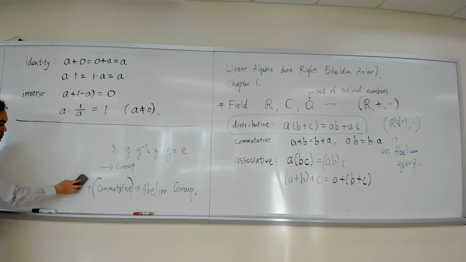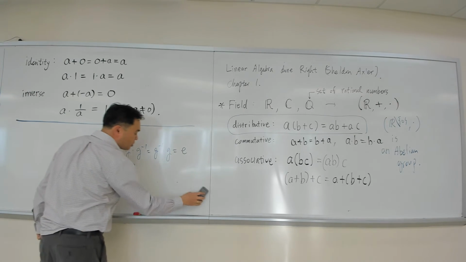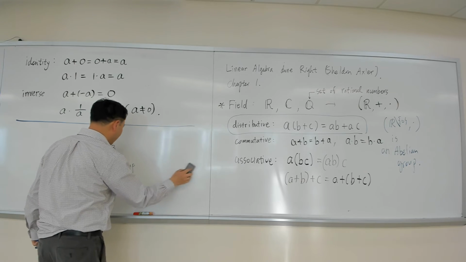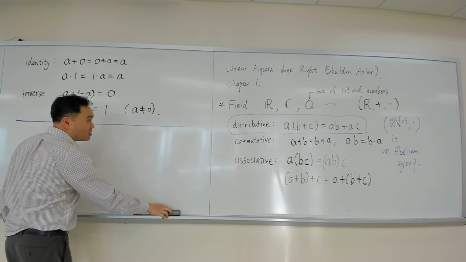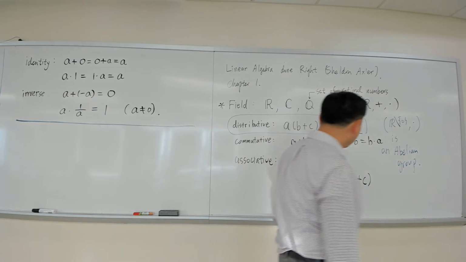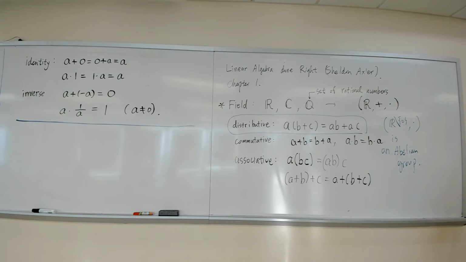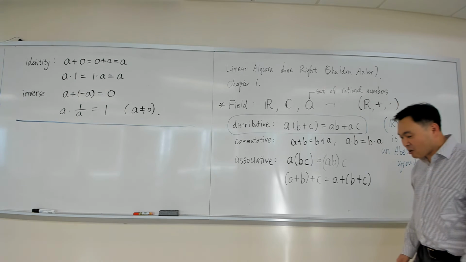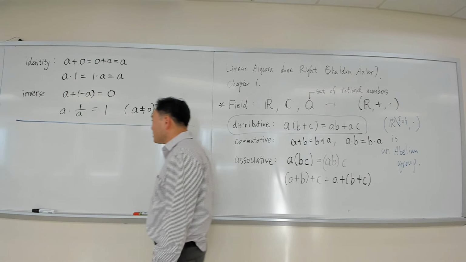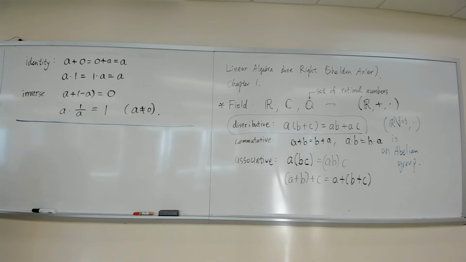Okay. So what can we do with this, you might ask? Like, okay, we have R, C, Q, and these things, and you have these properties. What does that help us? Well, it does help us because you can find other fields.